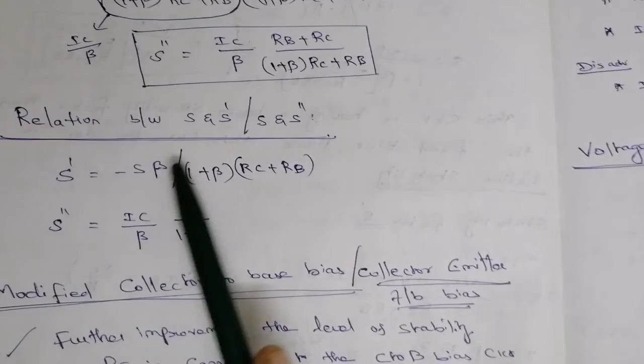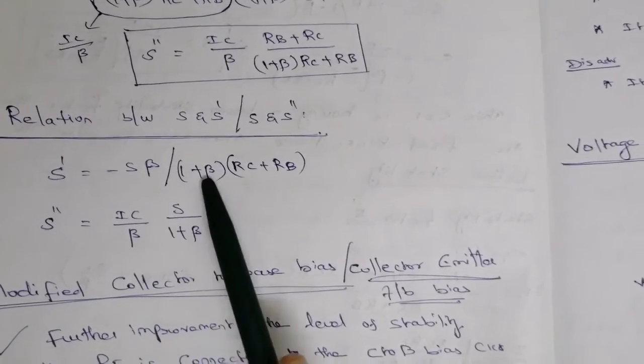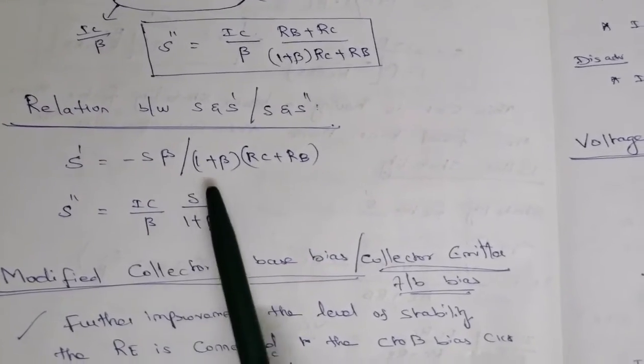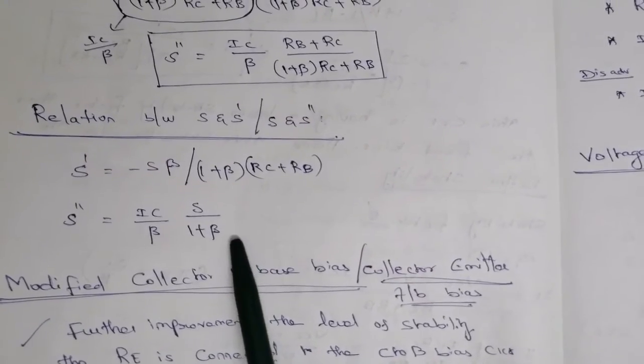Next, the relation between S and S dash, S and S double dash. S dash is equal to minus S into beta divided by 1 plus beta RC plus RB, and S double dash is equal to IC by beta into S by 1 plus beta.